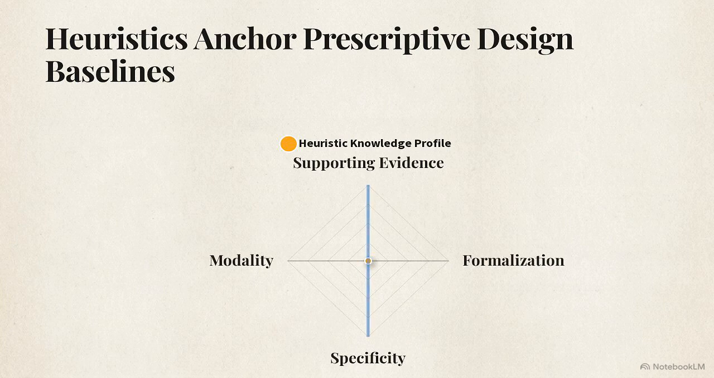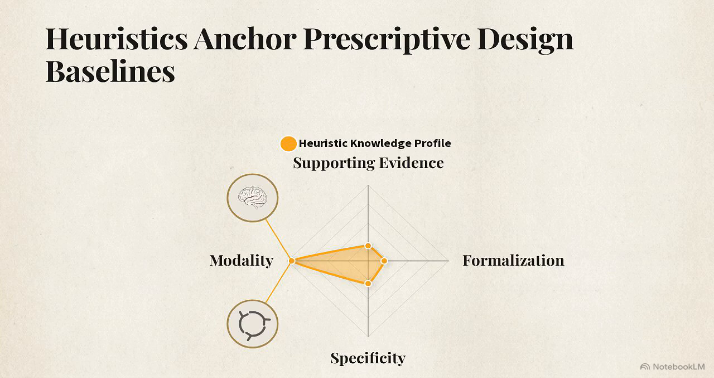The first two axes, evidence and specificity, track how knowledge moves from isolated intuition toward extensive empirical proof and broader application. The formalization and modality axes track the shift from informal instructions to highly formalized theories that describe how a system functions. The most basic tier is the heuristic. It plots toward low evidence and low formalization, while remaining highly prescriptive.